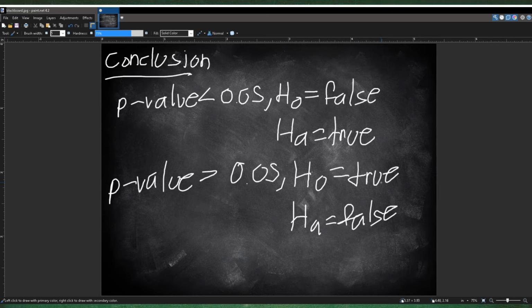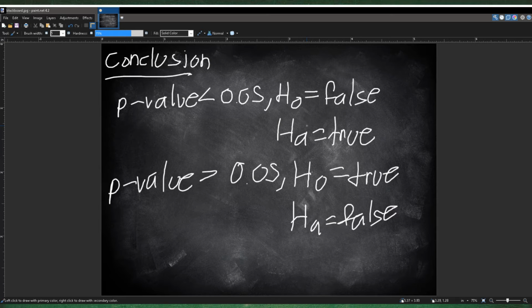So you say, based on my p-value of whatever your p-value is, which is less than the alpha level of 0.05, I reject the null hypothesis. There's evidence to suggest the alternative hypothesis is true. You have to write this in context. So talk about what your null hypothesis is. Talk about what your alternative is.